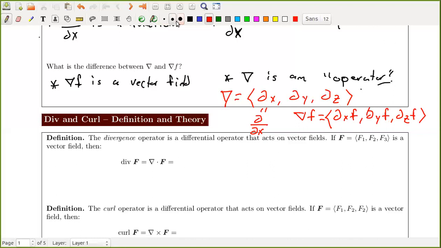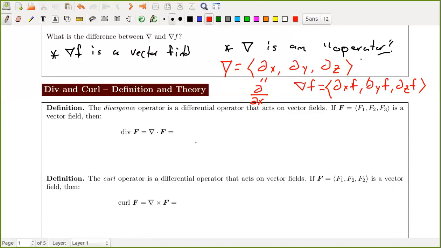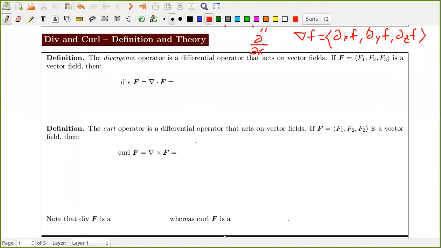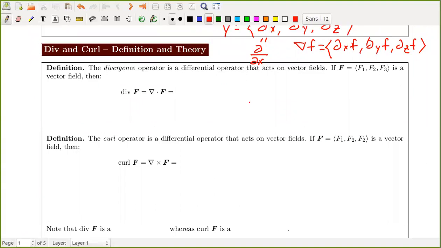Okay, so let's come down here now to answer this question. The divergence operator is a differential operator that acts on vector fields. If f equals f1, f2, f3 is a vector field, then the divergence of f, that's what the div is, is equal to the del operator, or the gradient operator, dotted with f. So in other words, it's something like this. This is a new type of dot product. It's not technically the official dot product, but it is good notation, and good notation beats mathematical correctness, basically.